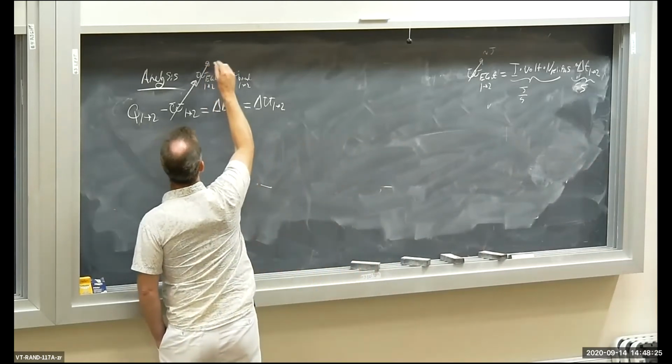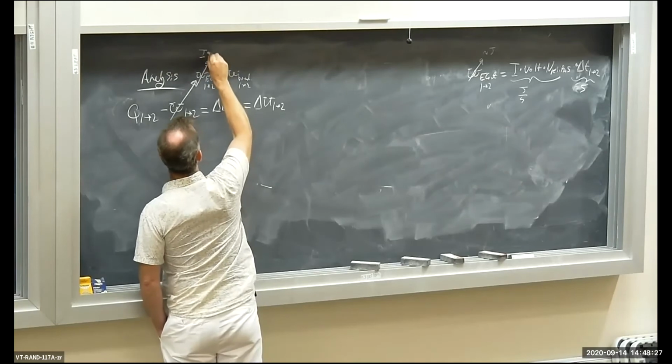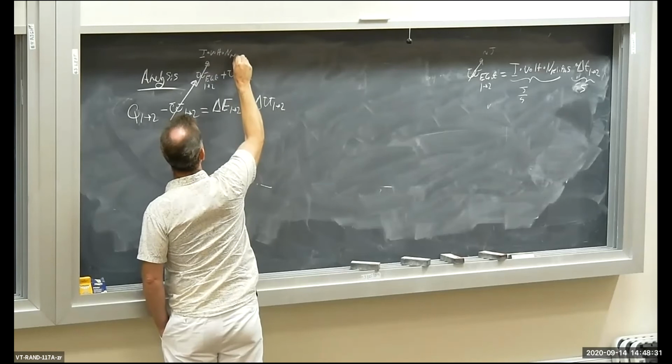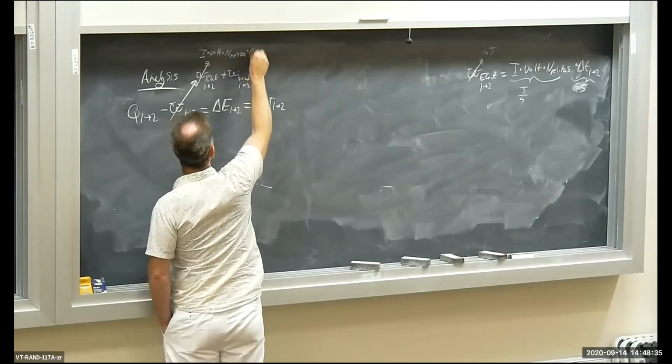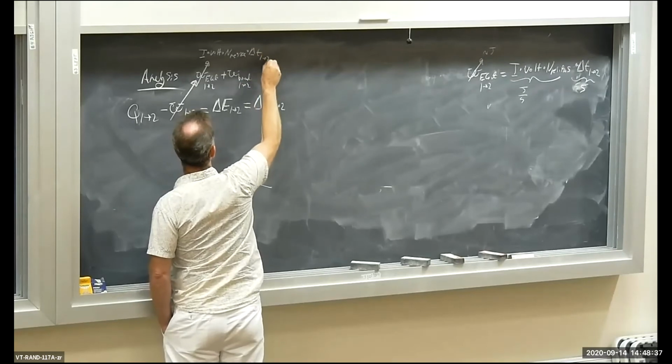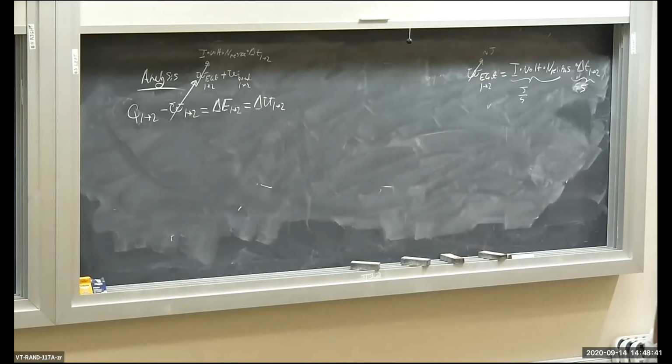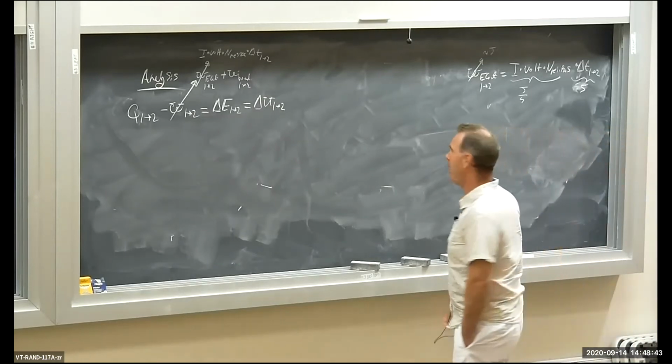So this guy is I, voltage, N, resistors, times delta T, 1 to 2. Okay, so that's the W electric term. What about the boundary work term?